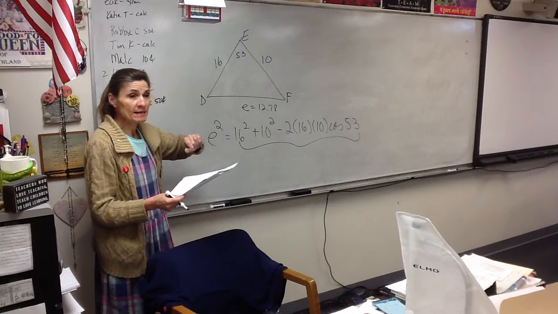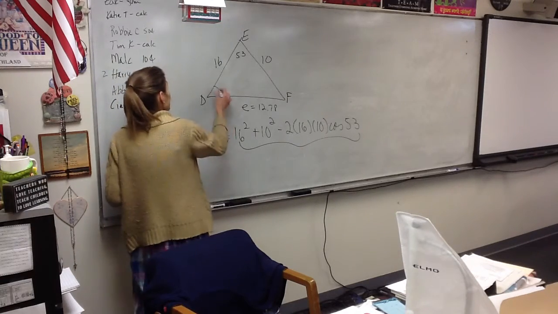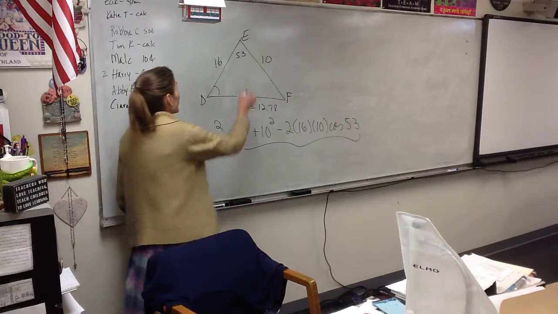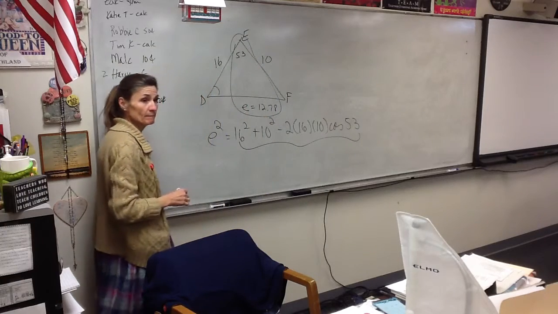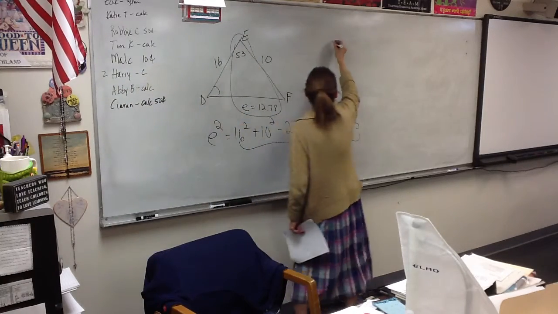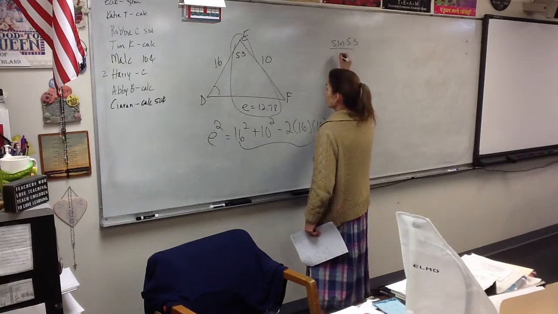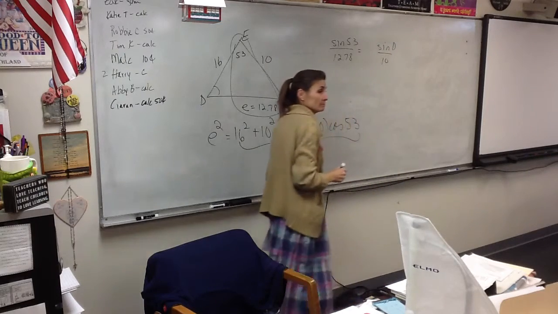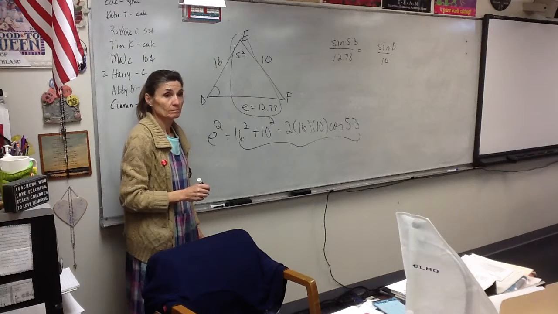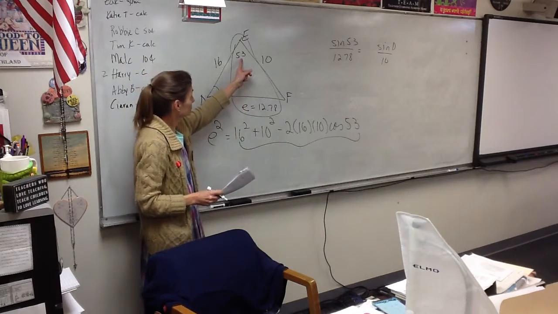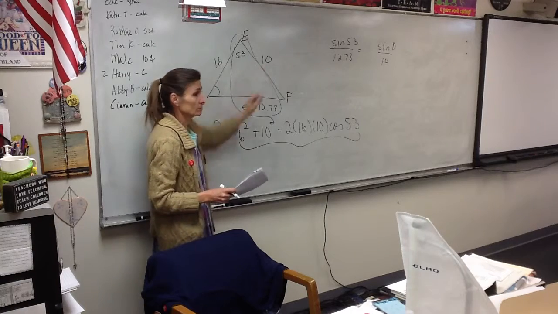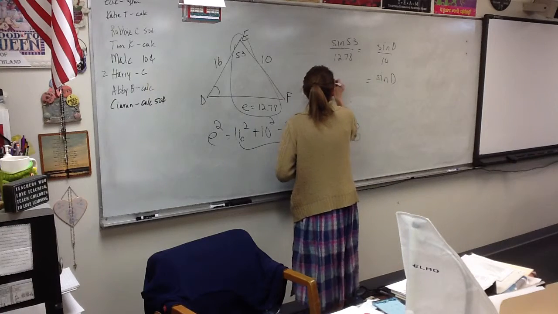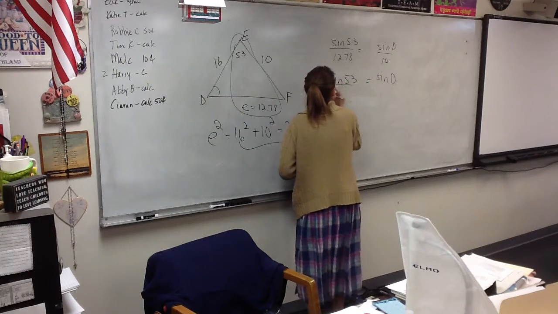Now on the quiz, you got to stop there. But not on the practice test, you have to keep going. So now we need to find angle D. How can we find angle D? We've got the law of sines now, don't we? So we'll say sine 53 over 12.78 equals sine D over 10. And so the sine of D equals 10 sine 53 over 12.78.